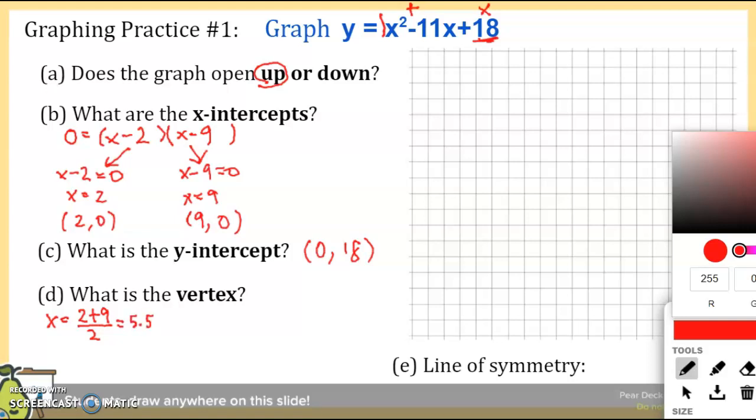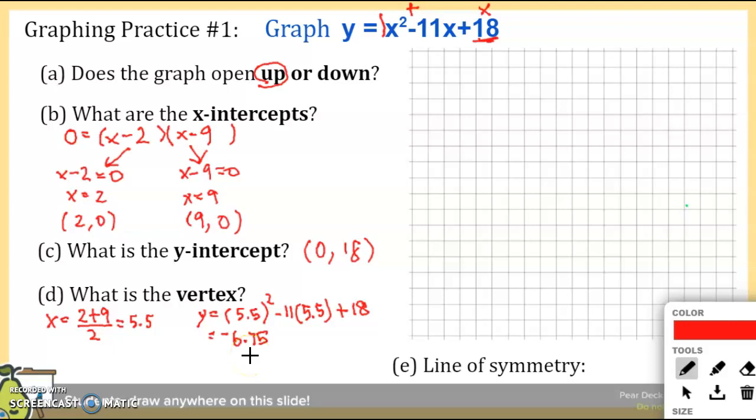So now to figure out the y coordinate, I need to substitute that into the original equation. So I'm looking for 5.5 all squared minus 11 times 5.5 plus 18. Now this is the time you will pull out your calculator, and I got negative 6.75. So the coordinate of the vertex is 5.5 comma negative 6.75. And the line of symmetry is always going to go through the x coordinate of the vertex, so that's going to be x is equal to 5.5.